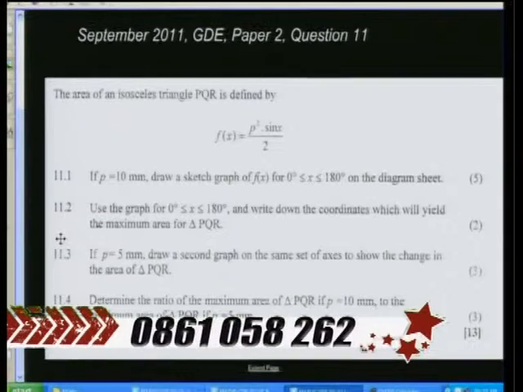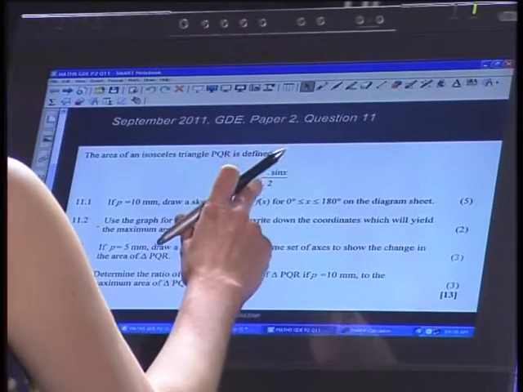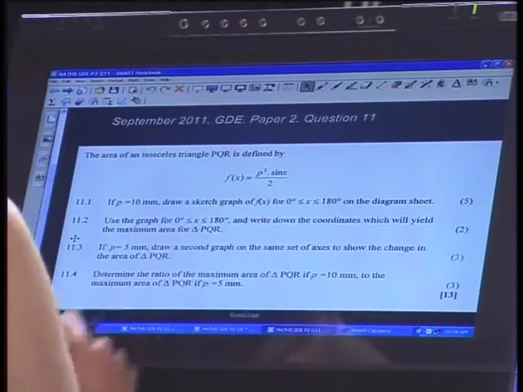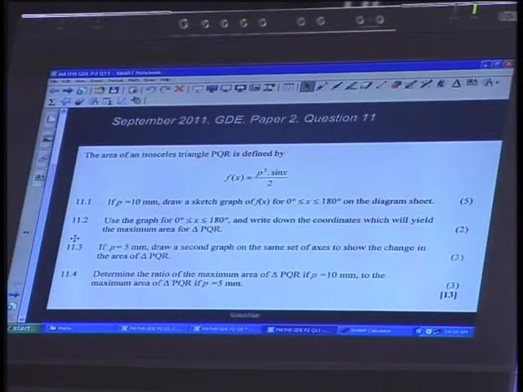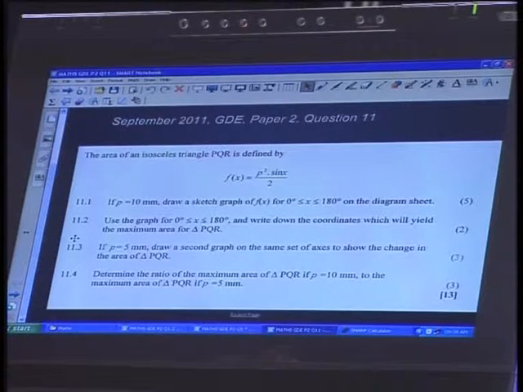The question comes from September 2011, GDE paper 2, and it is question 11. Now, while we're getting Precious on the line, let's quickly have a look at what the question says. It's one of those questions, guys, that look more frightening than they really are. So, the area of an isosceles triangle, PQR, is defined by the following: f of x equals p squared times sine x over 2. Then we are asked in the first question, if p is 10 millimeters, draw a sketch graph of f of x on a diagram sheet.